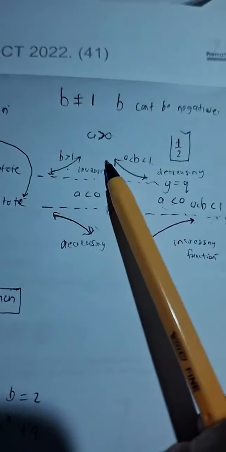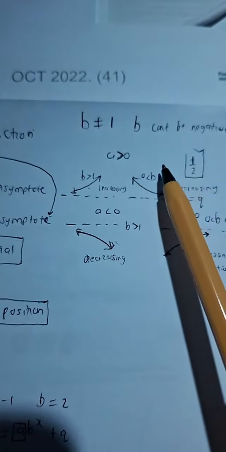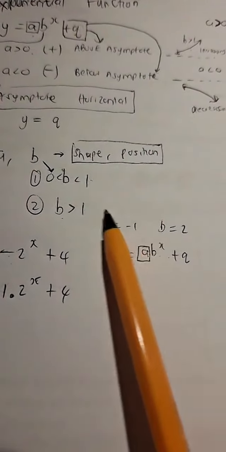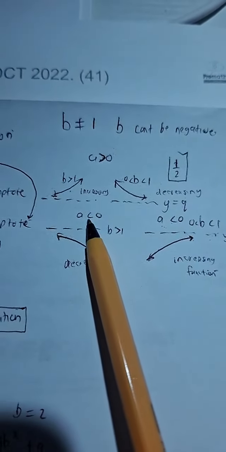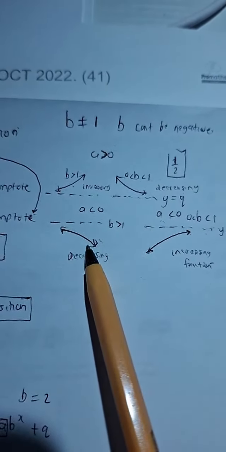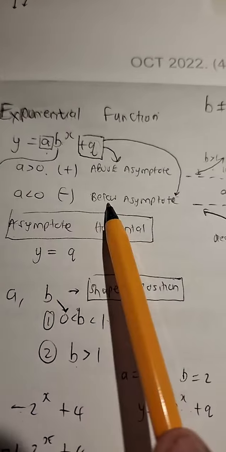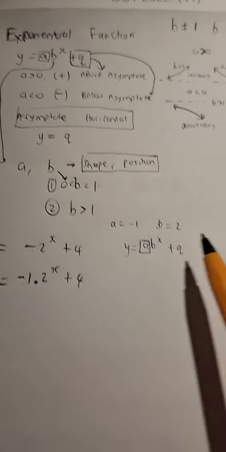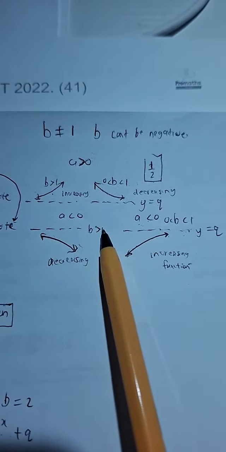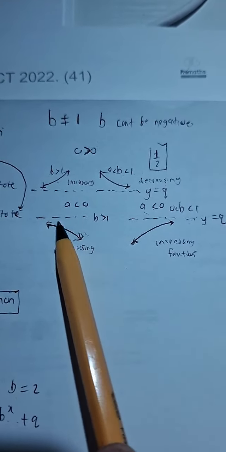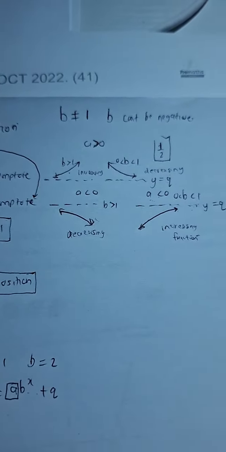Let's go to our various conditions that we said will help us understand the shape and the position of the function. So a here is a negative number, meaning it's less than 0. So we are going to come down to these two options. When a is less than 0, we know that the function is found below the asymptote. But what is the value of b? B is positive 2. So remember, when b is greater than 1, this is the shape of our function. It is a decreasing function found below the asymptote.